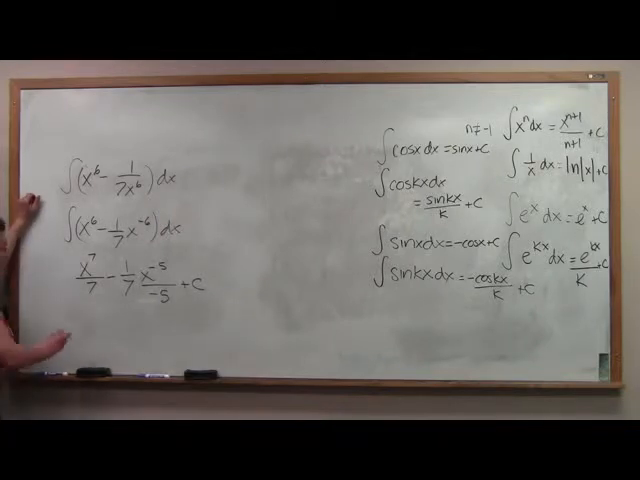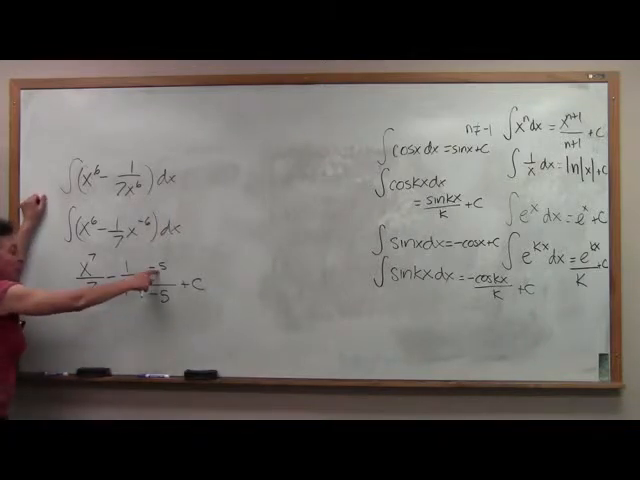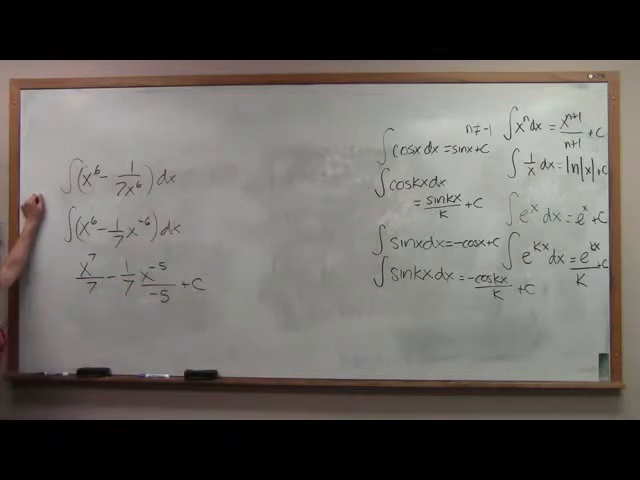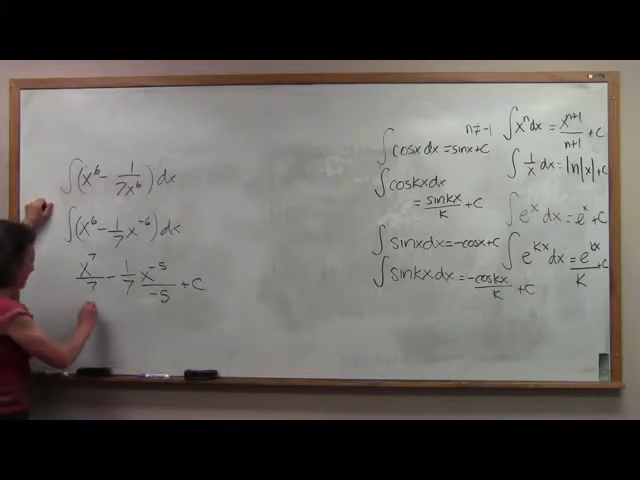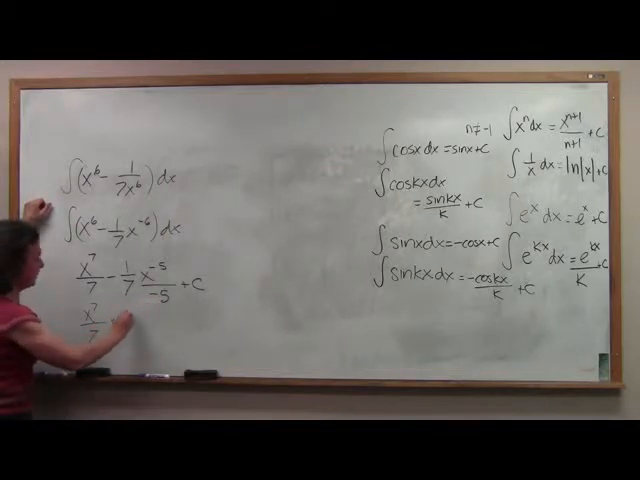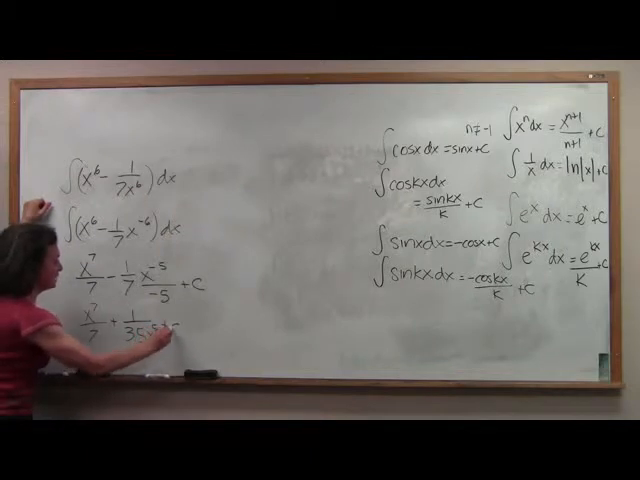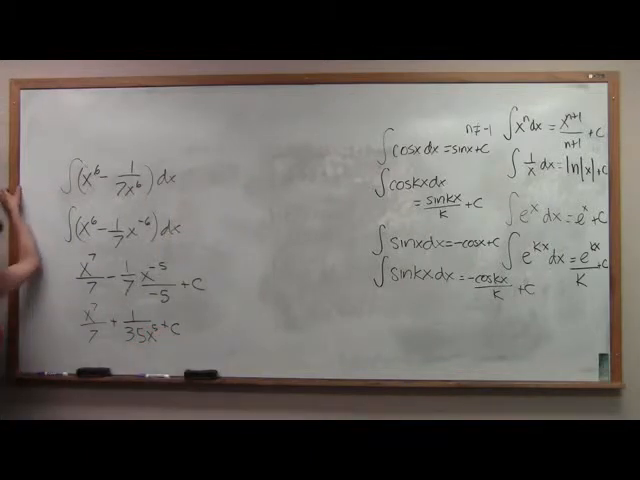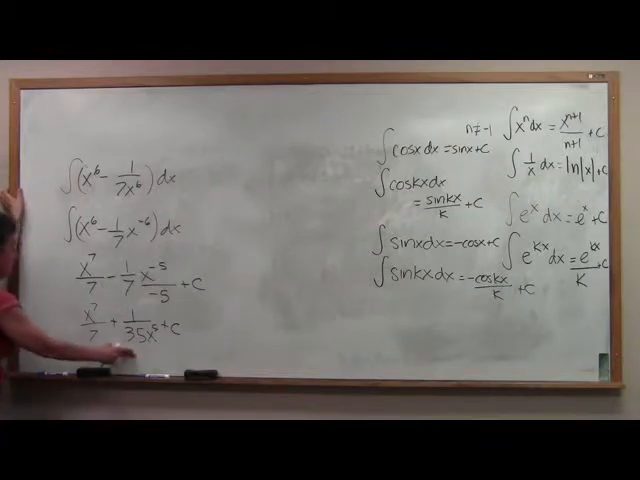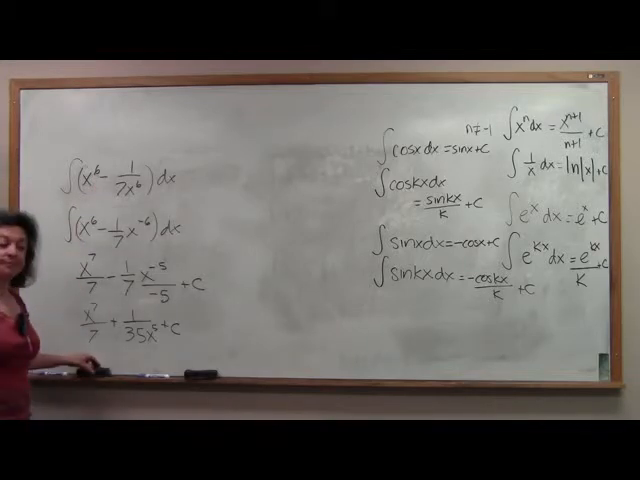Why do I say I'm not going to leave my answer like that? Well, I don't like negative exponents, and if I have a fraction times a fraction, you better believe I'm going to simplify that. So we get x to the 7th over 7. A negative times a negative is positive, and 7 times 5 is 35. So I claim you get plus 1 over 35x to the 5th, and then plus a constant. Now, if you don't believe it, take the derivative of this. You're going to get what's inside.